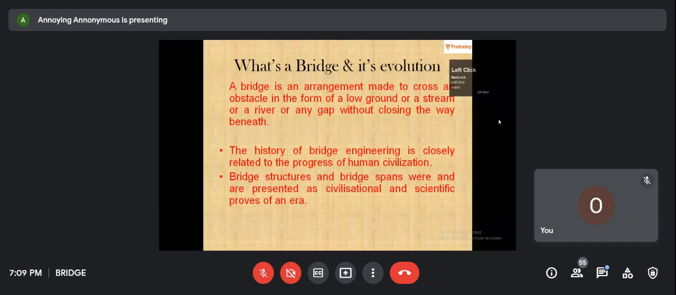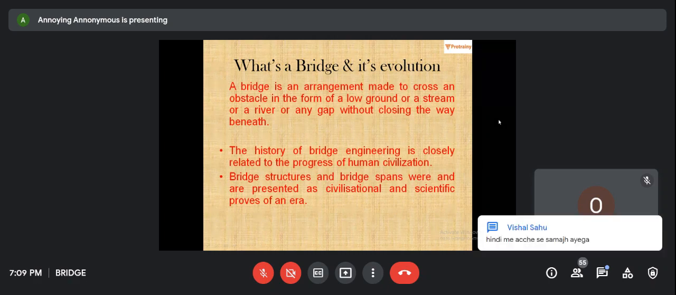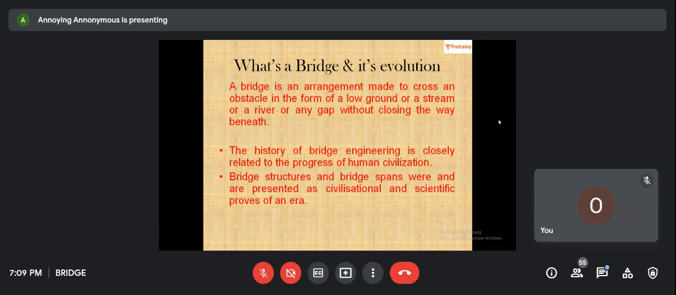Okay, so here is the thing. What exactly is a bridge? And how did the bridge evolve to its present state? A bridge is a crossing over any obstacle. But if we want to define it in engineering terms, a bridge is an arrangement made to cross an obstacle in the form of low ground or a stream or a river or any gap without closing the way beneath.